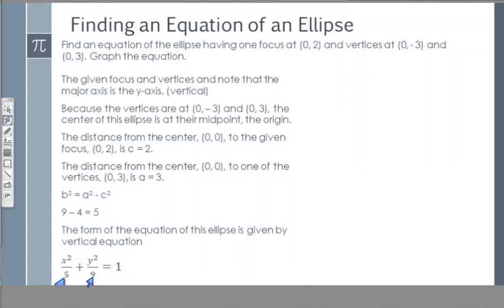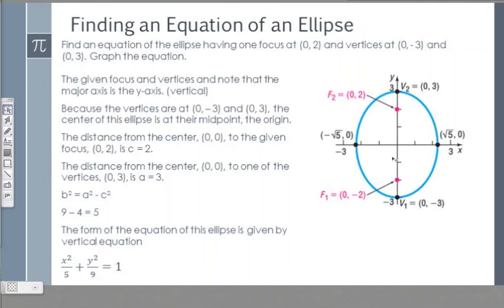So now let's look at the graph. And all we do is just plot all those points. And last, to get that minor axis right here, you're just going to say the negative and positive values of the square root of 5, and then just plot those points.